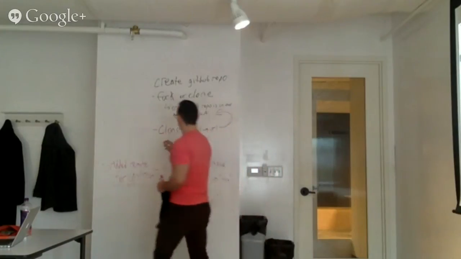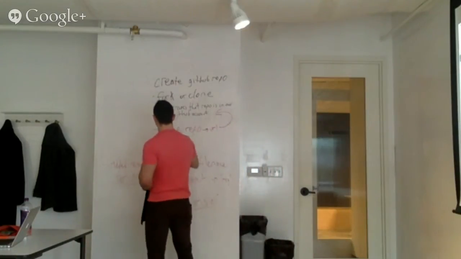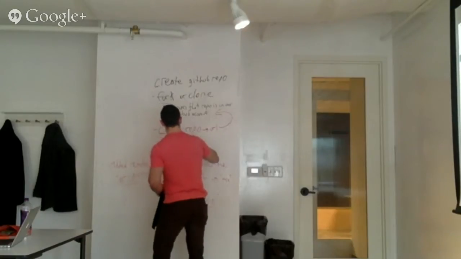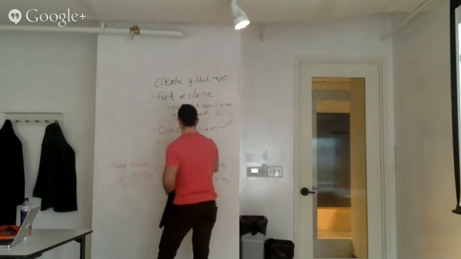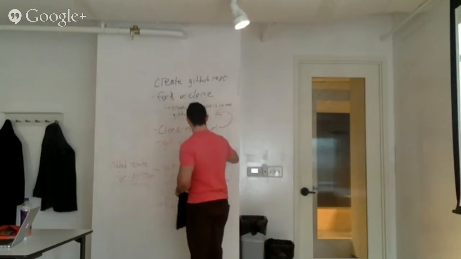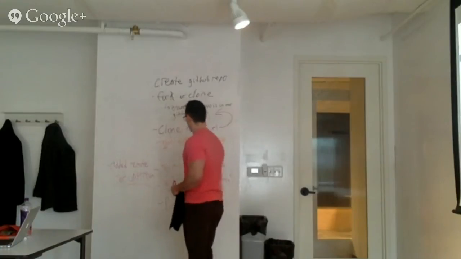So the step that we haven't gone through is git initiate, and that's not exactly the keyword. The keyword is init, a new repo, and then we go through all these.